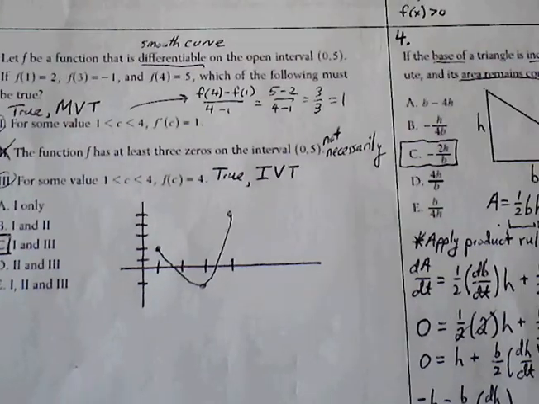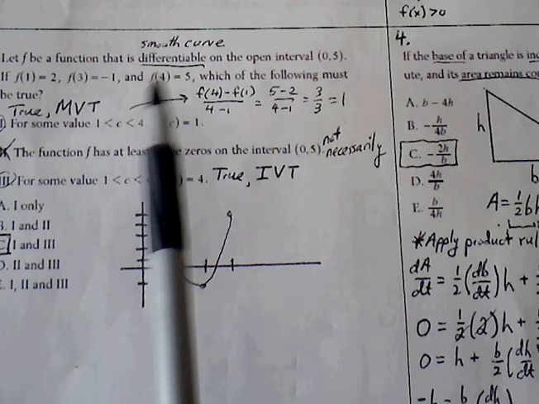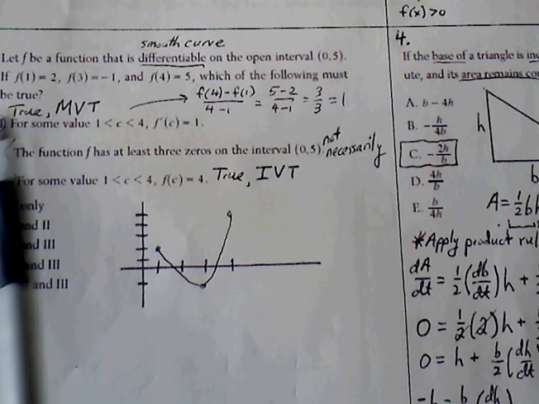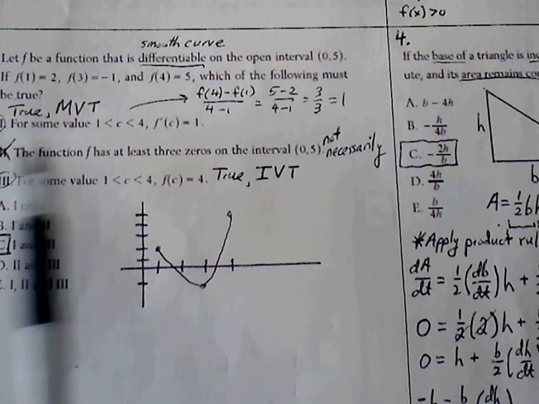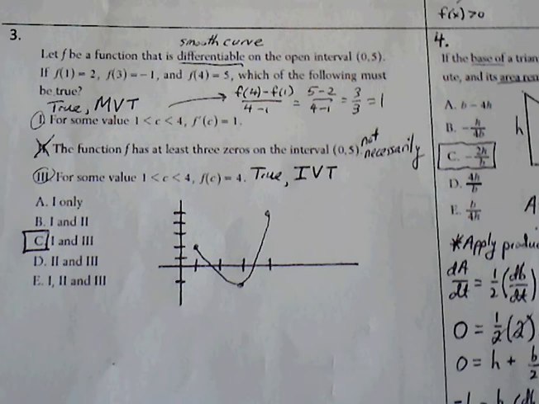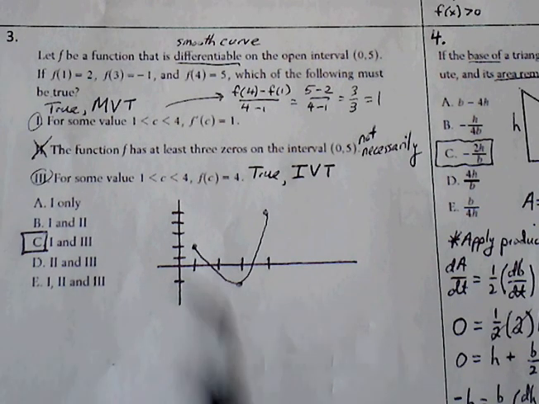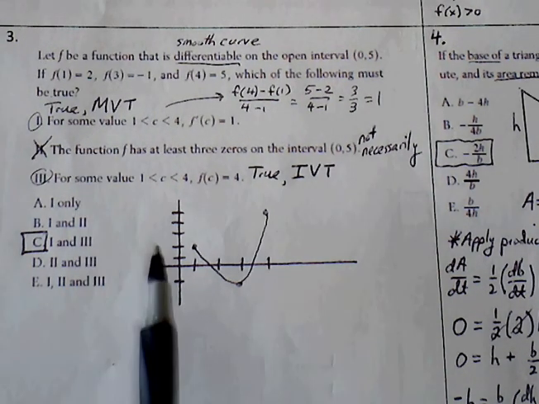Let our function be differentiable, which is a smooth curve on the open interval from 0 to 5. We have all these ordered pairs. Which of the following must be true? It helps if we can sketch the information that they provide for us, and then we can visually convince ourselves what the answer is.